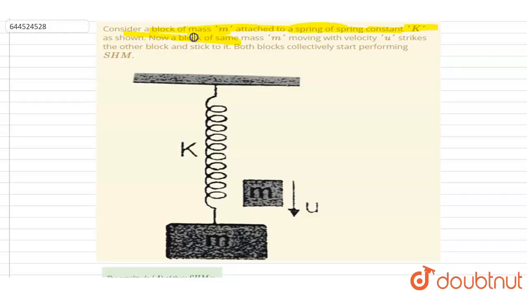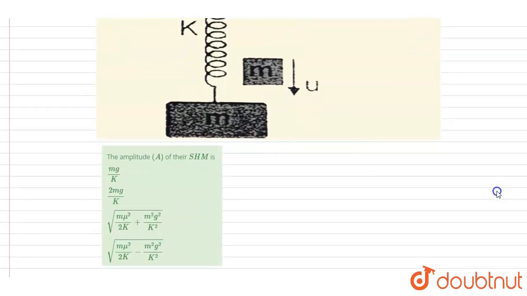Hello everyone, consider a block of mass m attached to a spring of spring constant k as shown. Now a block of the same mass m moving with velocity u strikes the other block and sticks to it. Both blocks collectively perform SHM. You have to check which of options A, B, C, D is correct. So we have to find the amplitude.